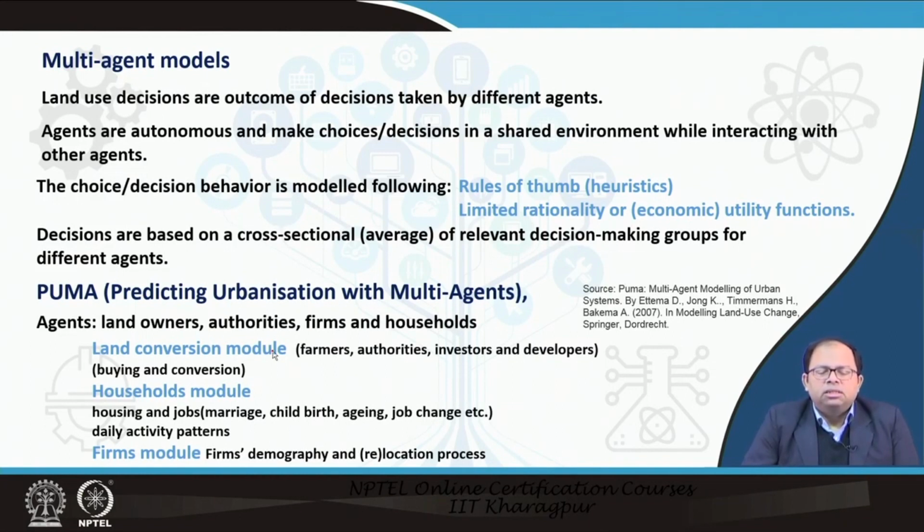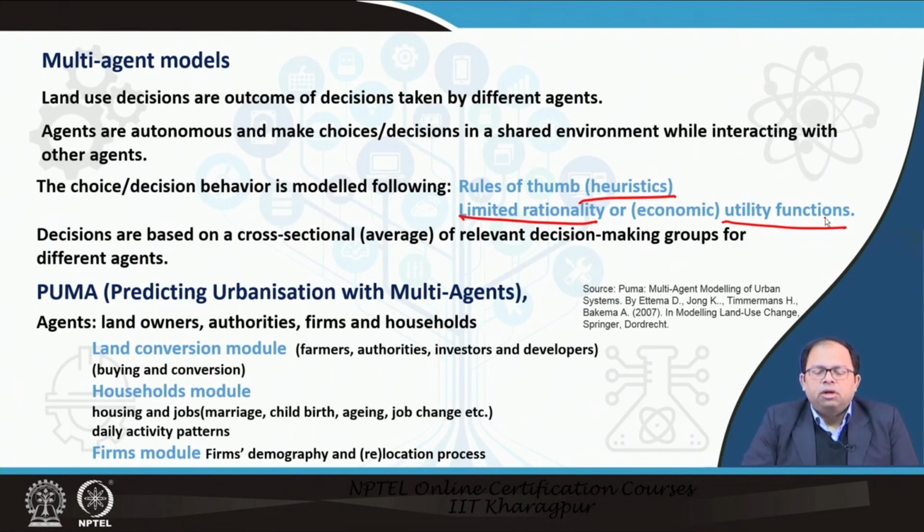And agents are autonomous and they make choices and decisions in a shared environment while interacting with other agents. The choice and decision behavior is modeled following either rules of thumb, which is heuristics, or limited rationality or utility functions. This is similar to discrete choice that we have discussed. It is called limited rationality because not everybody has information about all the choices. Whenever a person takes a decision, it is based on rational behavior, but it is limited to a certain extent. So we call it limited rationality, and it determines the utility of different choices and accordingly takes a decision.